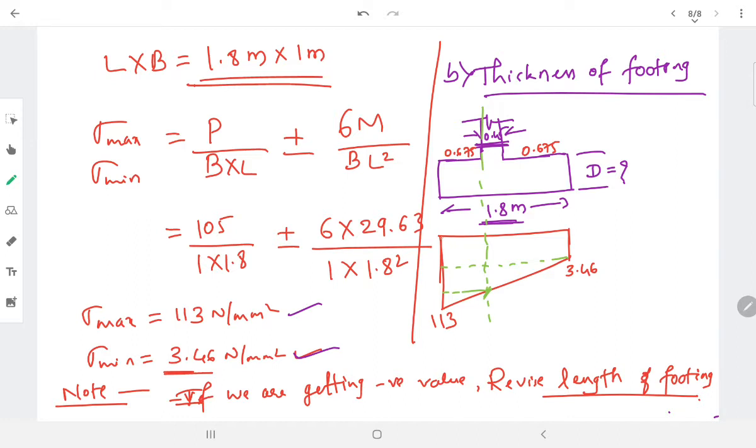So this value is 3.46 and remaining is this value. This value is 113 minus 3.46. So I'll calculate that 113 minus 3.46. So it is 109.54. This height is 109.54.